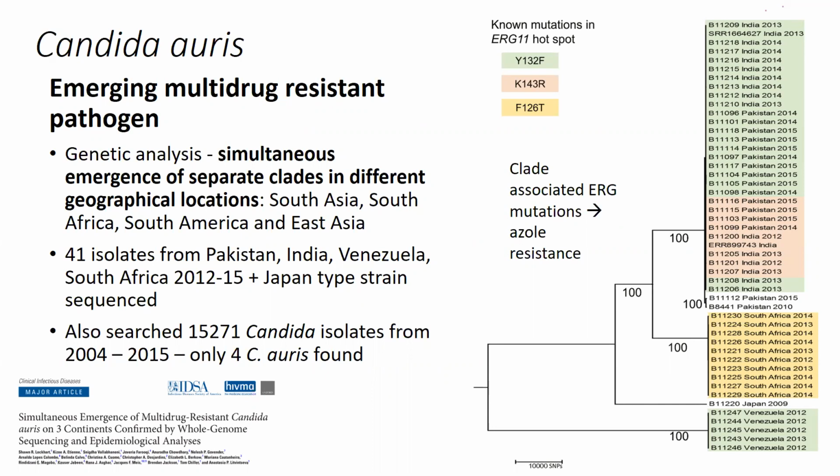You might say, oh, it's because people couldn't diagnose it properly, and I'll come on to that in a moment, but actually searching back through an archive of Candida aureus isolates, some 15,000 of those going back to 2004, actually identified relatively few Candida aureus isolates. It does seem that it's a new problem.